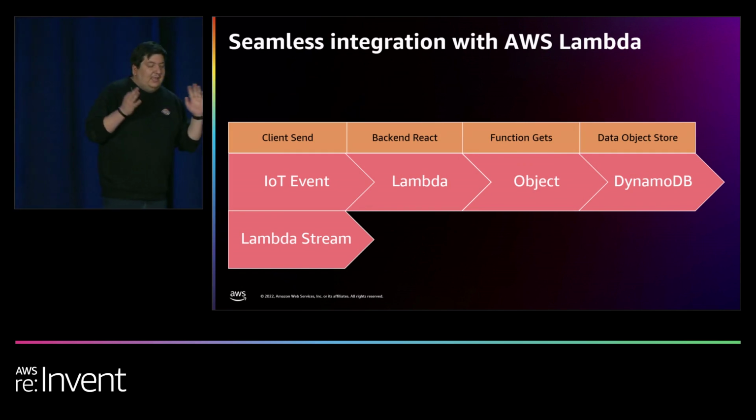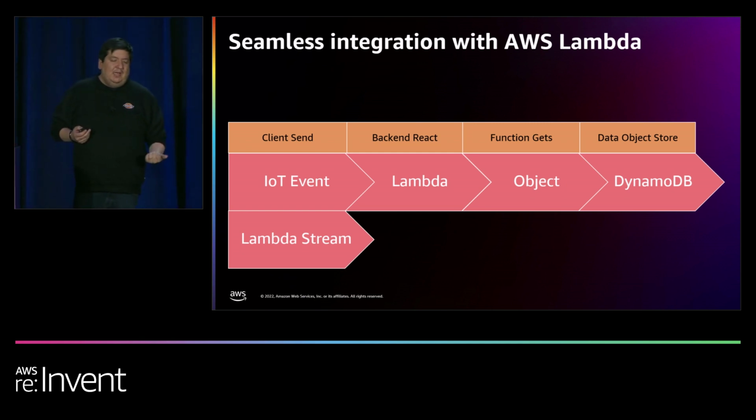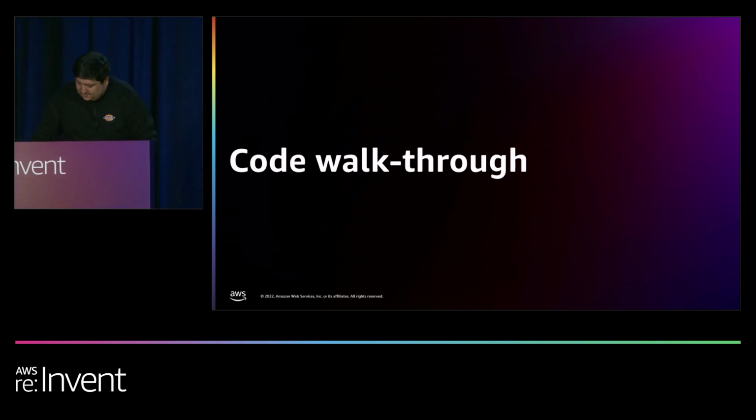Now we have the client. We have the IoT event that makes the backend react. We have the object that will be stored in DynamoDB. And once DynamoDB stores something, it will trigger a Lambda stream that at the end will follow the same process that we saw. So let's take a look at the code walkthrough.